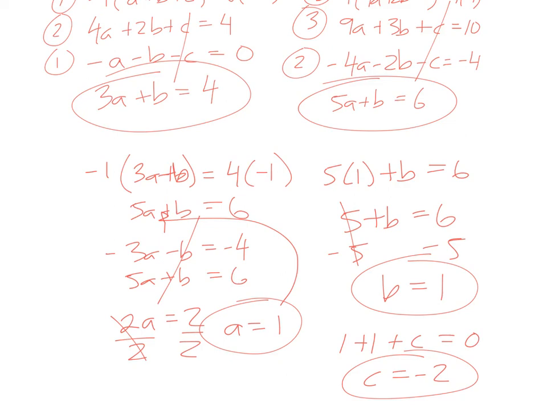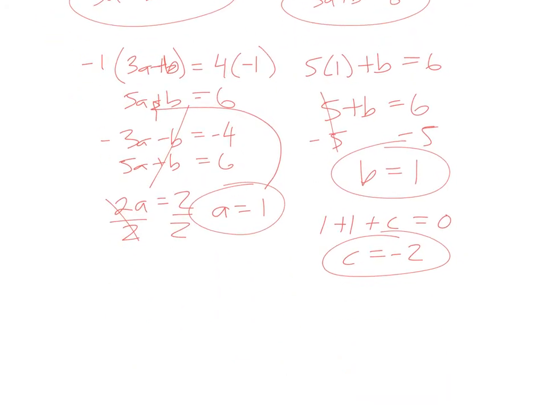All right, now I'm going to take all these values and plug them back into the model. So now I have a sub n, which is equal to 1 times n squared plus bn, and that's going to be 1n, and then plus c, so it's plus negative 2. All right, and simplifying all this, I get a sub n is equal to n squared plus n minus 2.